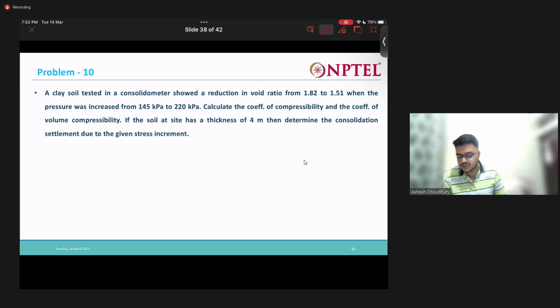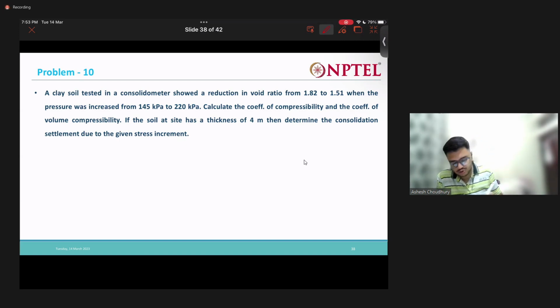So the next problem: a clay soil tested in a consolidometer showed a reduction in void ratio from 1.82 to 1.51 when the pressure was increased from 145 kPa to 220 kPa. Calculate the coefficient of compressibility and the coefficient of volume compressibility. We need to find out av and mv. If the soil at the site has a thickness of 4 meter, then determine the consolidation settlement due to the given stress increment.